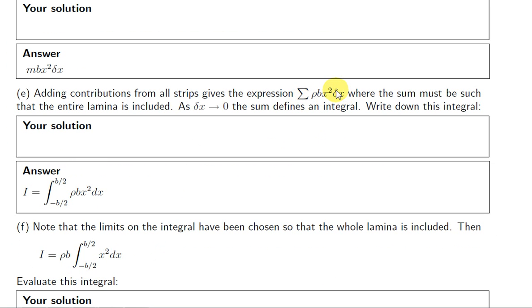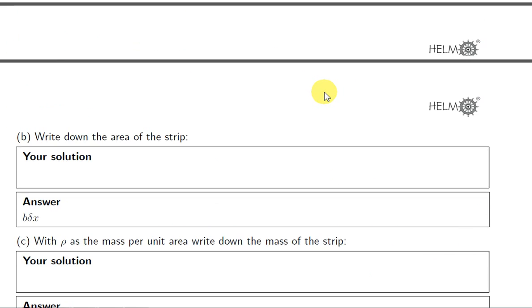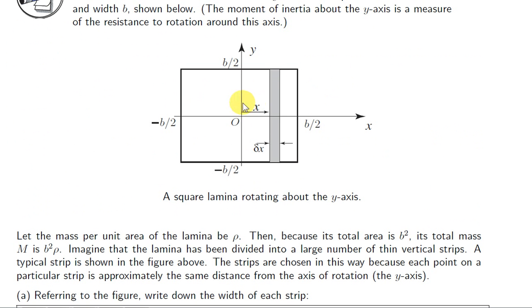Now we have to sum all those moments of inertia for all the strips. We see from the diagram that we have strips to the right of the origin and strips to the left of the origin. We've only shown one to the right, but if we show one to the left of the origin, x will be negative, if we take x as the coordinate of the edge of the strip. But of course we'll be squaring x, so it doesn't matter whether it's positive or negative. When we square it, it'll be positive.